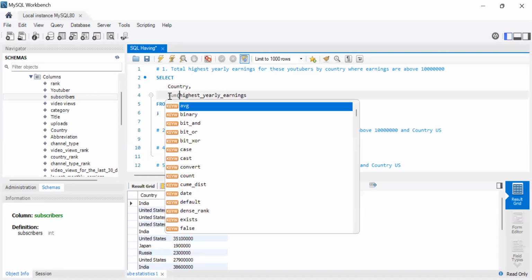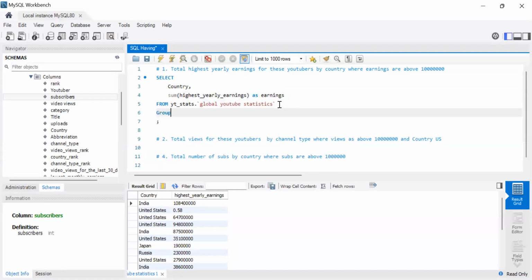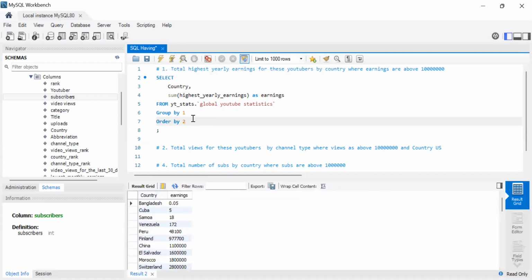So we want to SUM highest yearly earnings, and let's name it earnings. Then remember to introduce your GROUP BY 1, which is the same as grouping by country, since country is located at position 1. ORDER BY doesn't matter, but we can order by 2 because we want it ordered by earnings. Let's run that and see what happens. Now, let's do descending.